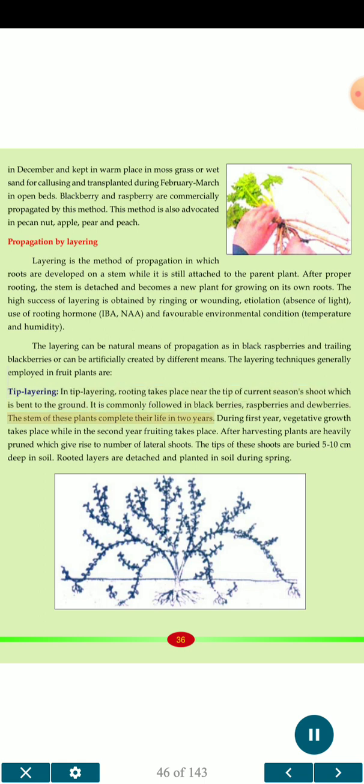The stems of these plants complete their life in 2 years. During the first year, vegetative growth takes place while in the second year fruiting takes place. After harvesting, plants are heavily pruned, which gives rise to a number of lateral shoots. The tips of these shoots are buried 5 to 10 cm deep in soil. Rooted layers are detached and planted in soil during spring.